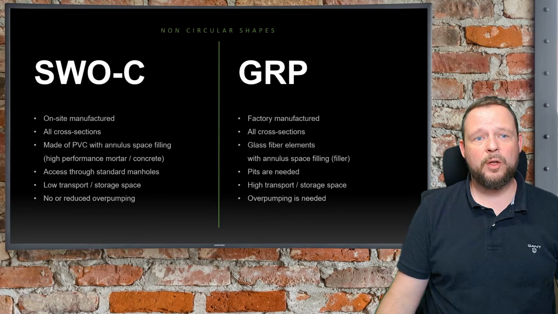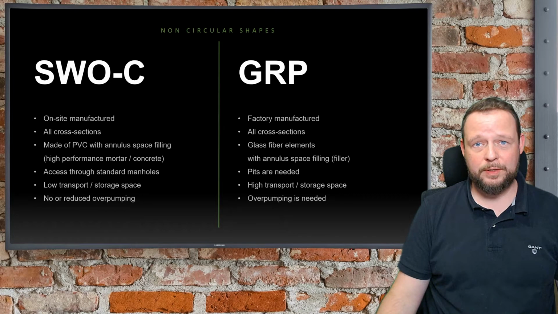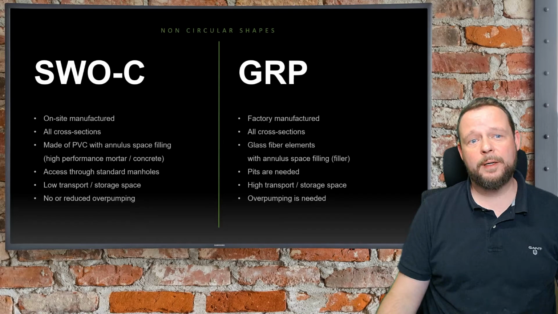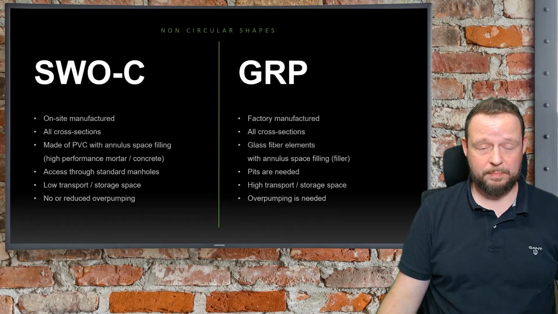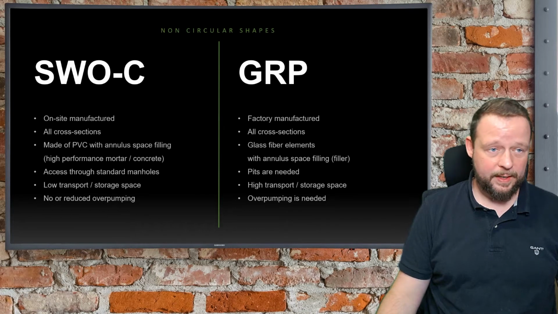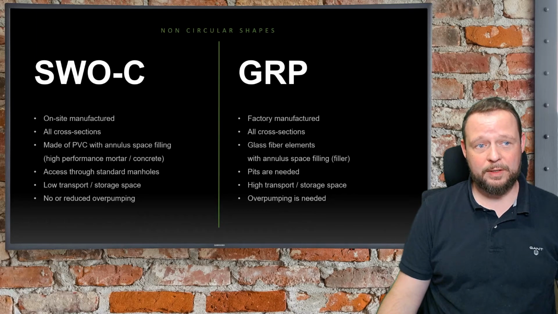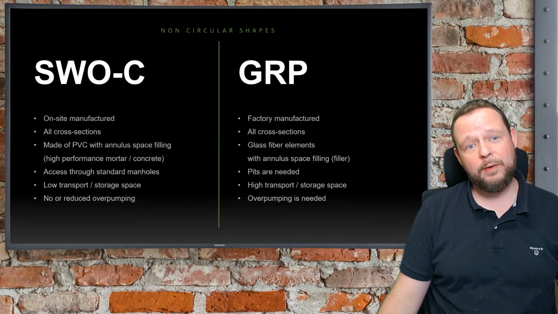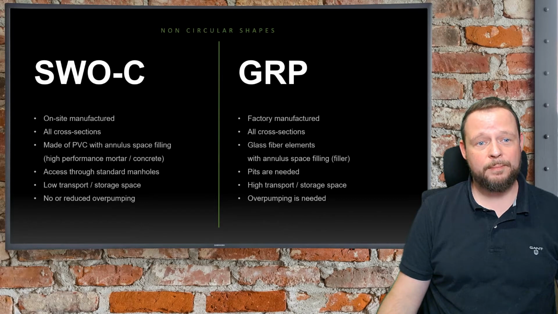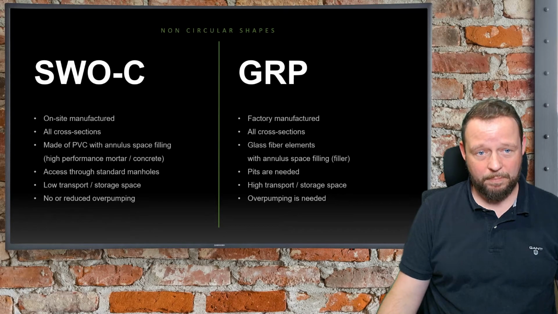And for the non-circular shapes, so it means for the spiral wound lining technologies of group C, there we could compare to the GRP, the glass fiber reinforced pipes. So it means the short pipe lining. And we there have on the one hand the on-site manufactured technology, the SWO lining, and on the other hand the factory manufactured technology with the GRP. Both could cover all cross sections.